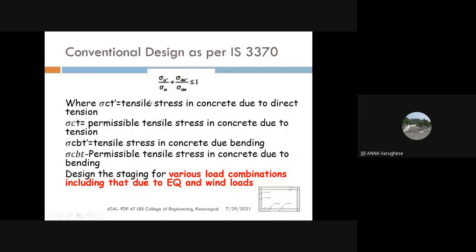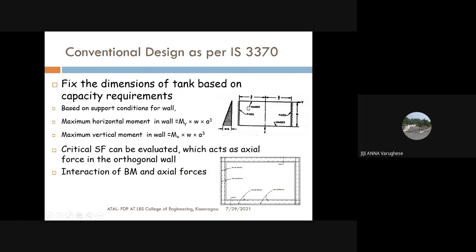And while deciding on the thickness of this side wall, it has to satisfy the interaction equation. This interaction equation is sigma ct dash by sigma ct plus sigma cbt dash by sigma bt should be less than or equal to 1. And the denominator shows the capacity in axial tension and flexural tension, whereas the numerator shows the actual value of stresses induced in the tank wall. And if the design is satisfying this equation, then we can design the reinforcement of the side wall for the combined action of bending moment and shear force.